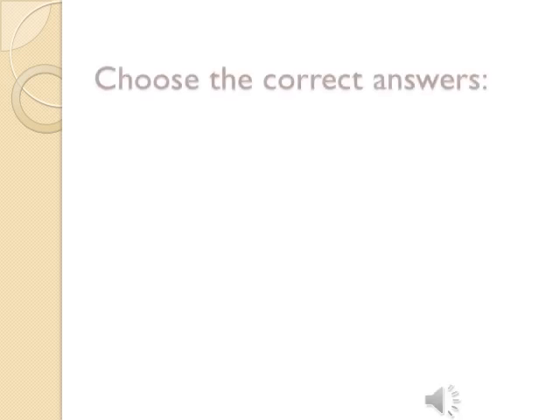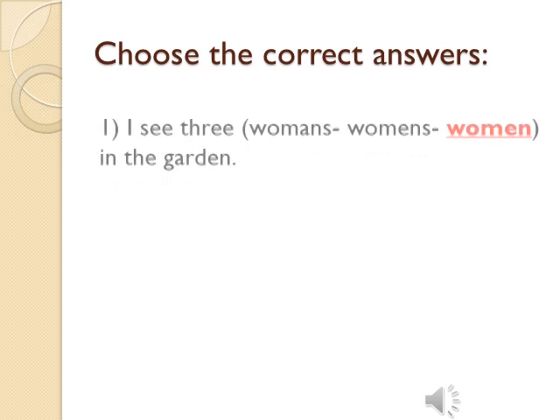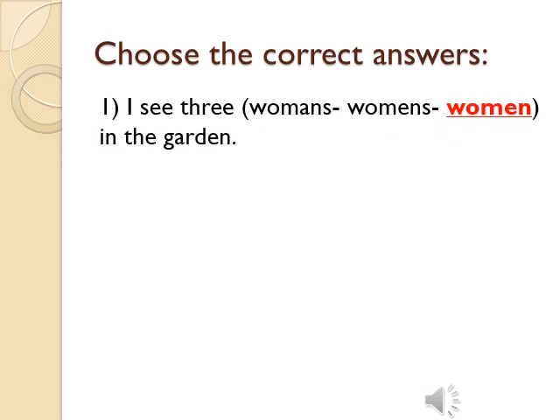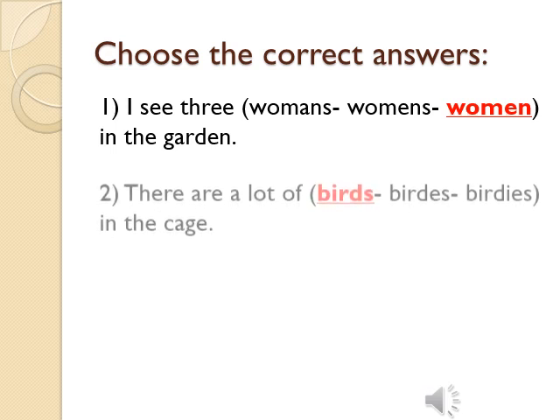Okay, now the next exercise is to choose from the answers you have. Number 1, I see 3 women in the garden. Of course, I will not choose "womans" or "woman's." We will choose only "women" because it's an irregular noun. The plural of "woman" is "women."